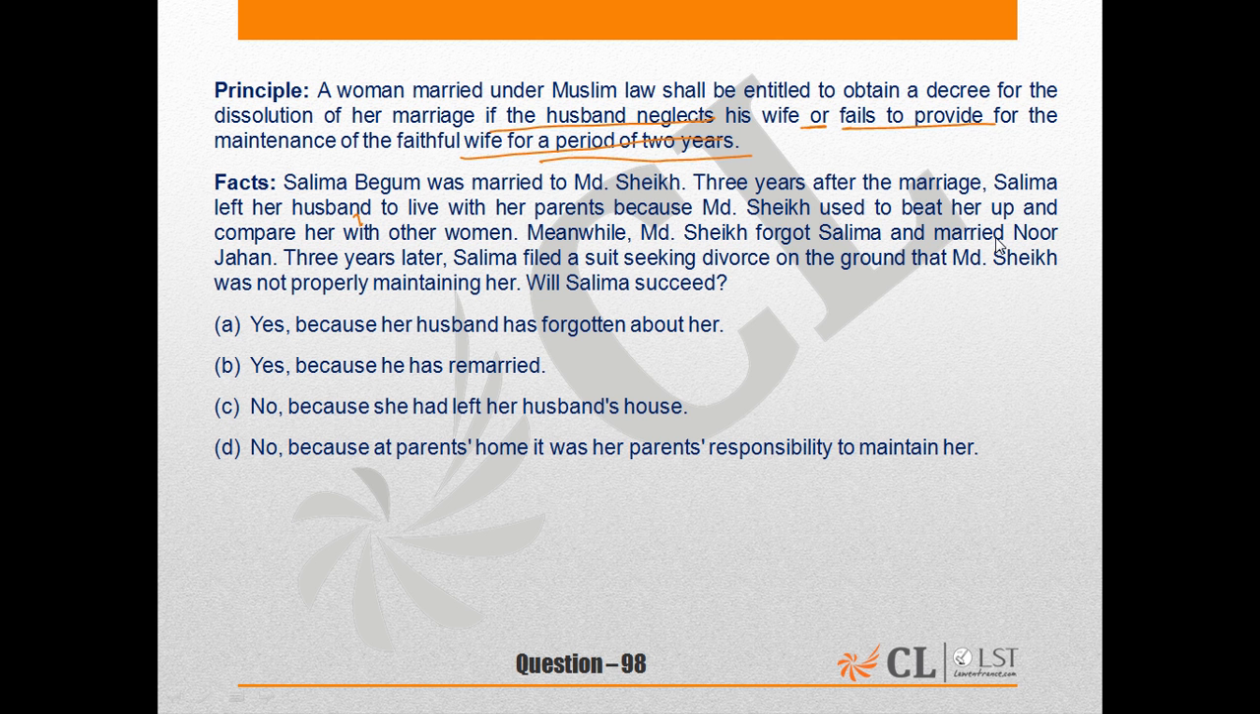The students have marked C as the option, that no, because she had left her husband's house. She has left her husband's house does not bring into picture the reason for the husband not giving her the maintenance. The correct answer is option A. Yes, because her husband has forgotten about her. He remarried and did not pay her any maintenance. Hence the option is A.